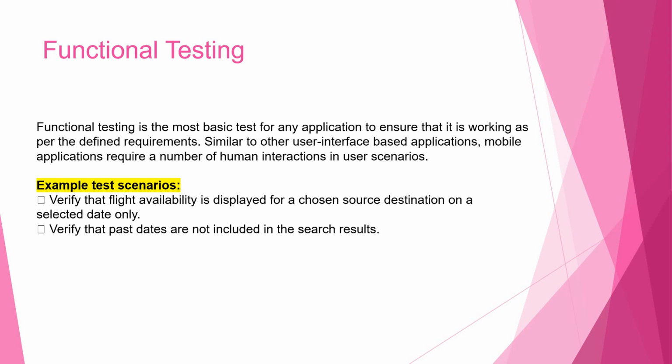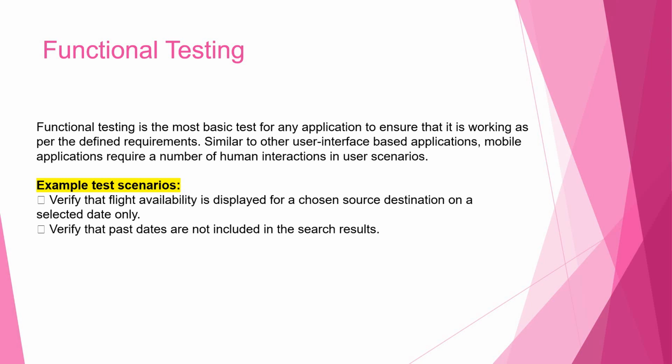So what will we be doing in functional testing? Functional testing is the most important. For example, we'll be testing a mobile application for an online flight ticket booking system. So what all testing do you want to perform on that? You'll be performing functional testing. It's the most basic test for an application, to ensure that it is working as per the defined requirements.